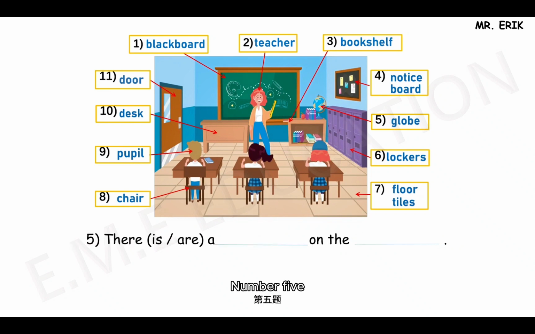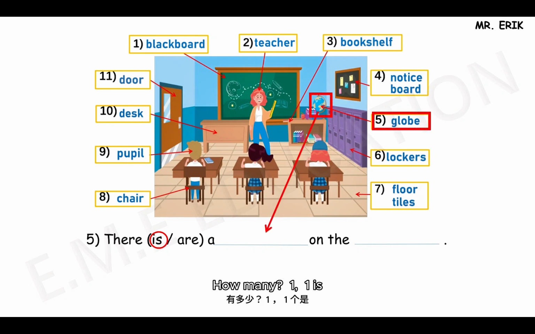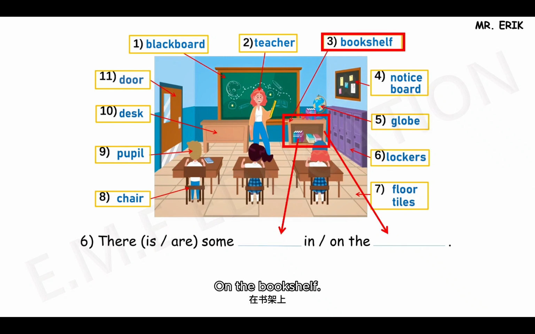Number 5, there is how many? One. There is a group. Where's the group? On the bookshelf. On the bookshelf.